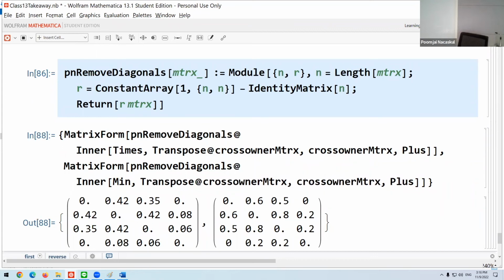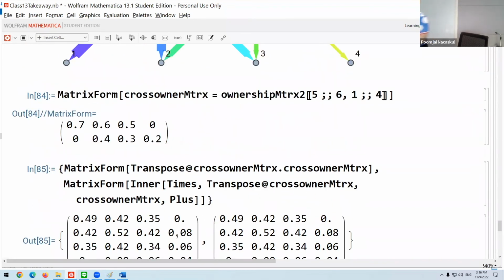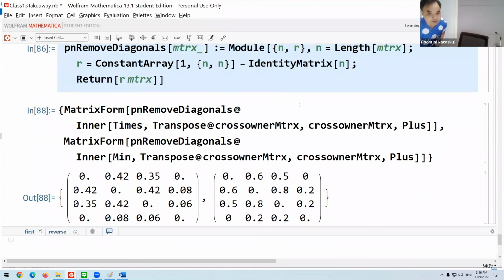Okay. What about the other channel? Minimum of 5 and 3 is 5, and minimum of 4. Minimum of 6 and 5 is 5. Minimum of 6, 4 and 3 is 3. Add them together, 5 plus 3. Eight.